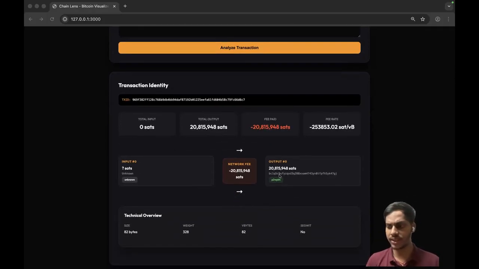You will also notice this small label on the output, which says P2WPKH. To a non-technical user, this just describes the type of digital lock placed on these new funds. There are several types of locks, but this one relies on a modern standard that makes future spending slightly cheaper.